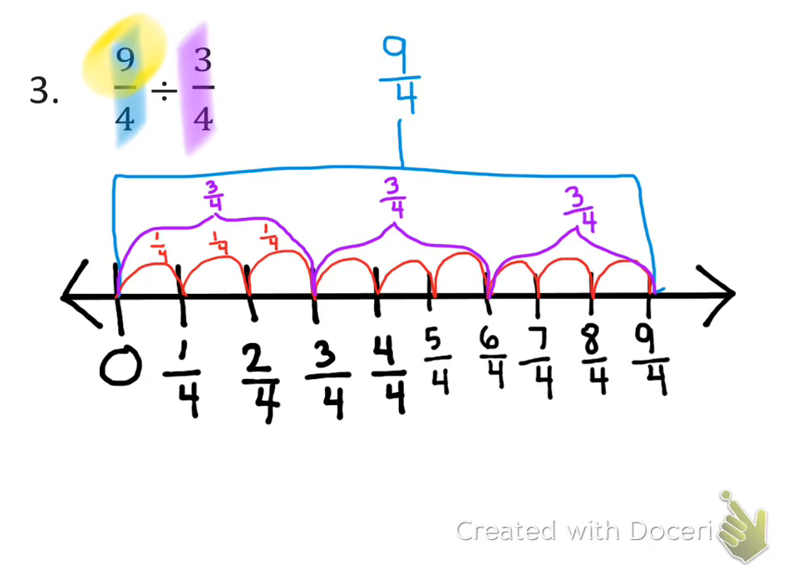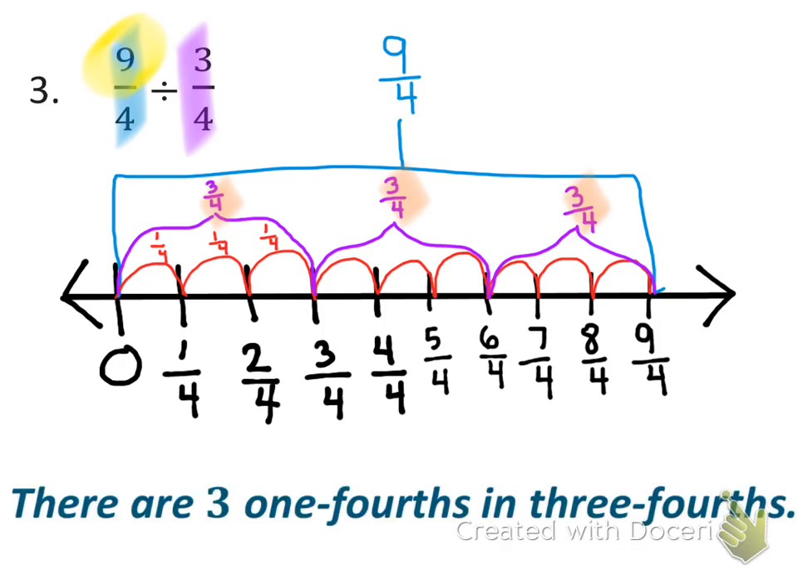So I can clearly see that there are 3 groups of 3/4. 1 group, 2 groups, 3 groups. There are 3 groups of 3/4 in 9/4. So now I can conclude that 9/4 divided by 3/4 equals 3.